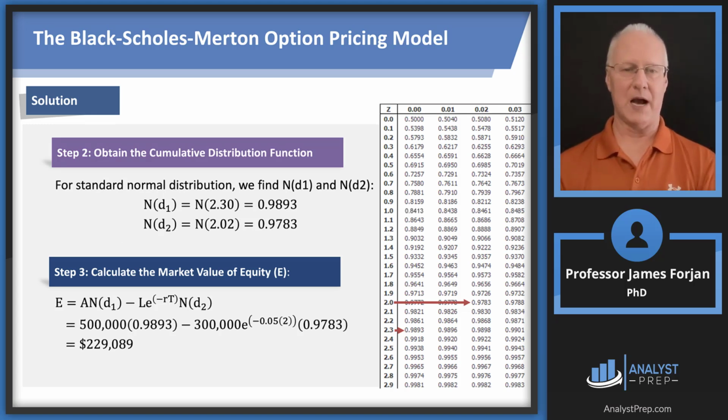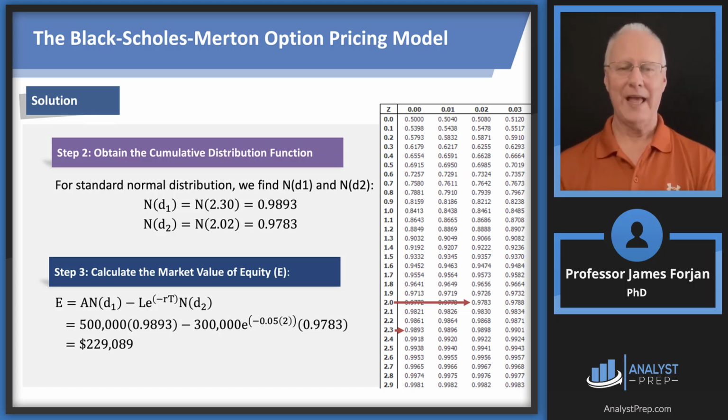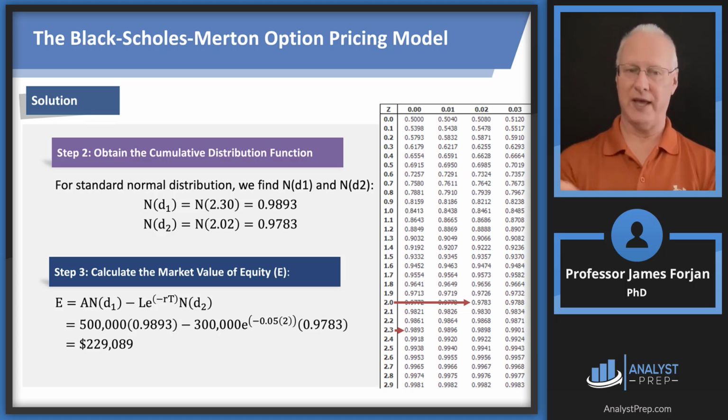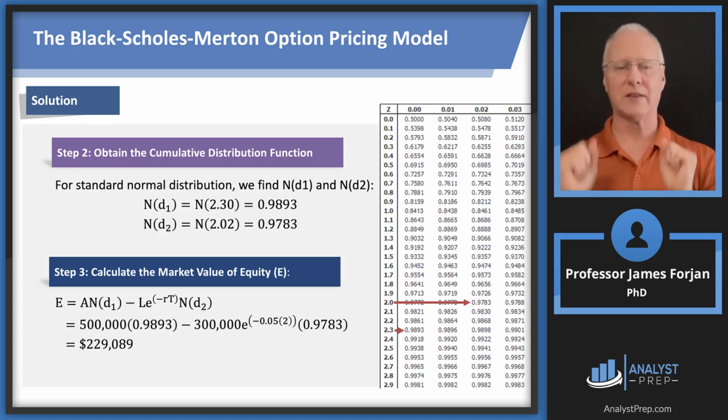So there you have it at the top. N of 2.3 is 98.93%. N of 2.02 is 97.83%. Notice N(d2) is a little bit less than N(d1). So all we do is extract those.